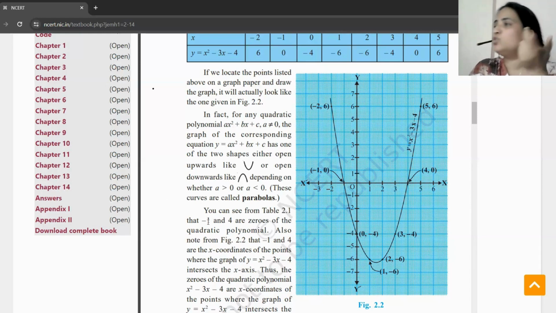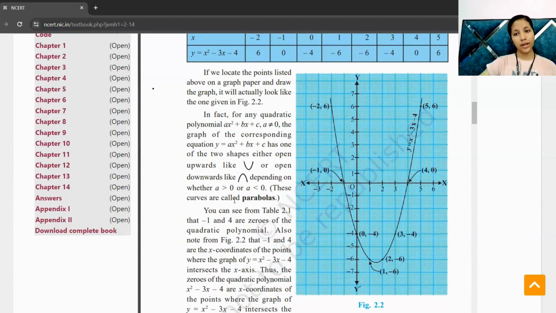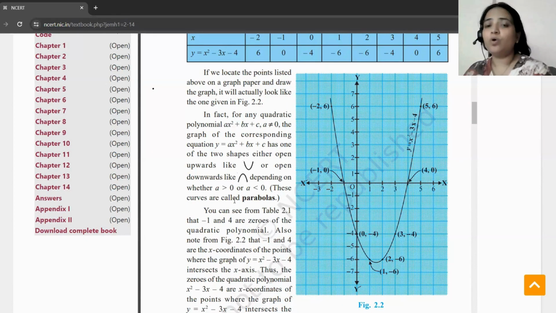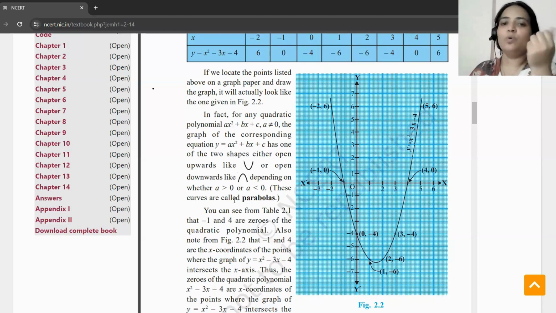Right? What are those 2 points, Mishti? Tell me here in this graph. Ma'am, -1 and 4. Would you call it at -1? This is -1, comma 0. Whenever on a graph paper you are addressing a point, it has to have 2 coordinates. Okay. So -1, comma 0 is 1 point and 4, comma 0 is the second point.